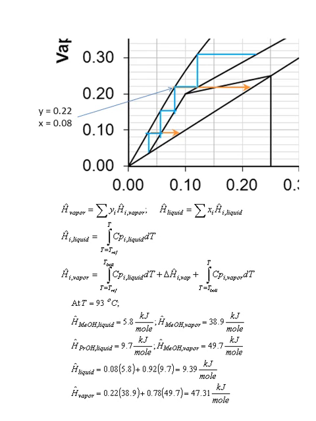At 93 degrees Celsius, the specific enthalpy of methanol in the liquid phase is calculated to be 5.8 kilojoules per mole. Methanol in the vapor is 38.9 kilojoules per mole. And the propanol is 9.7 kilojoules per mole for liquid, and the vapor is 49.7. And so we'll find that the liquid mole fraction enthalpy is given by its mole fraction times the specific enthalpy of that, and then we would do the same for the vapor as well.